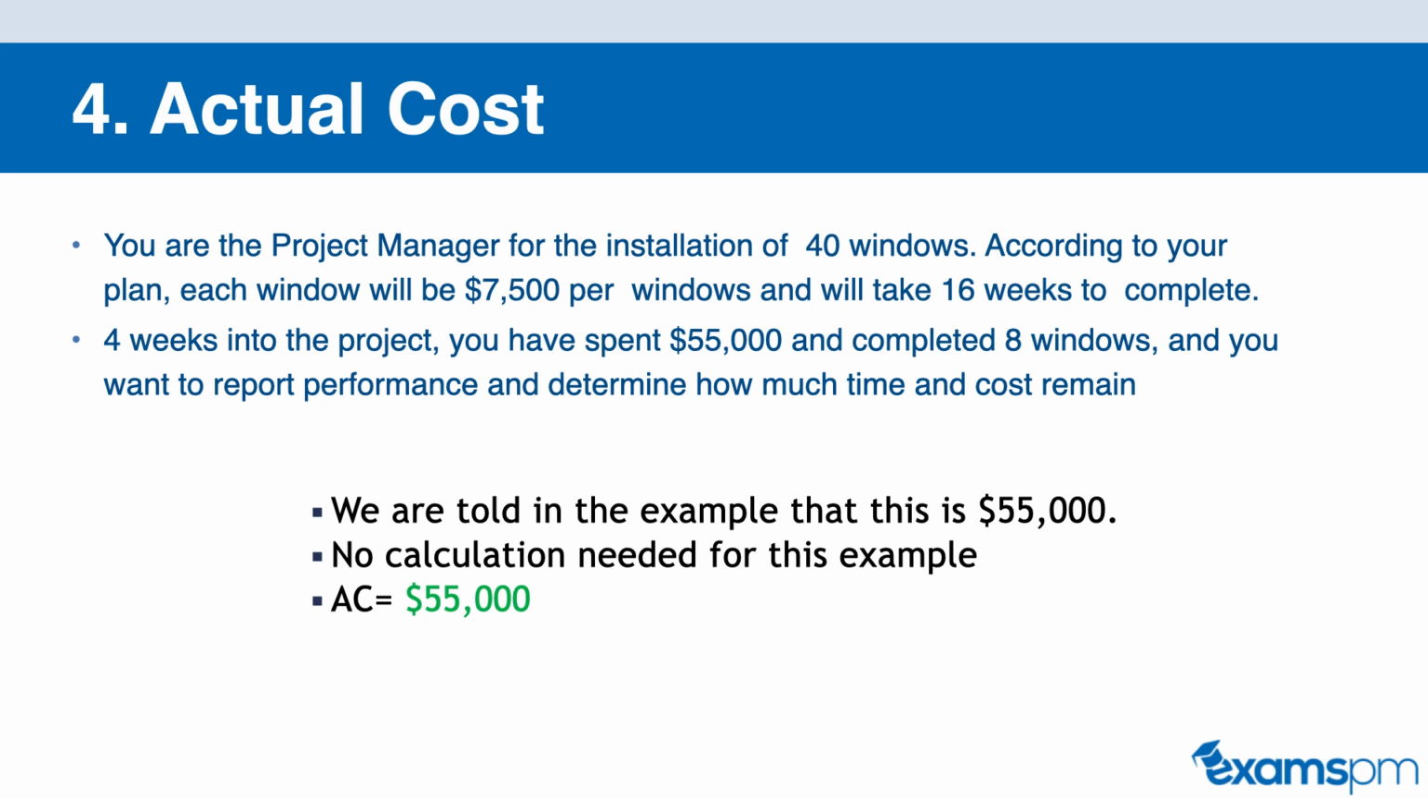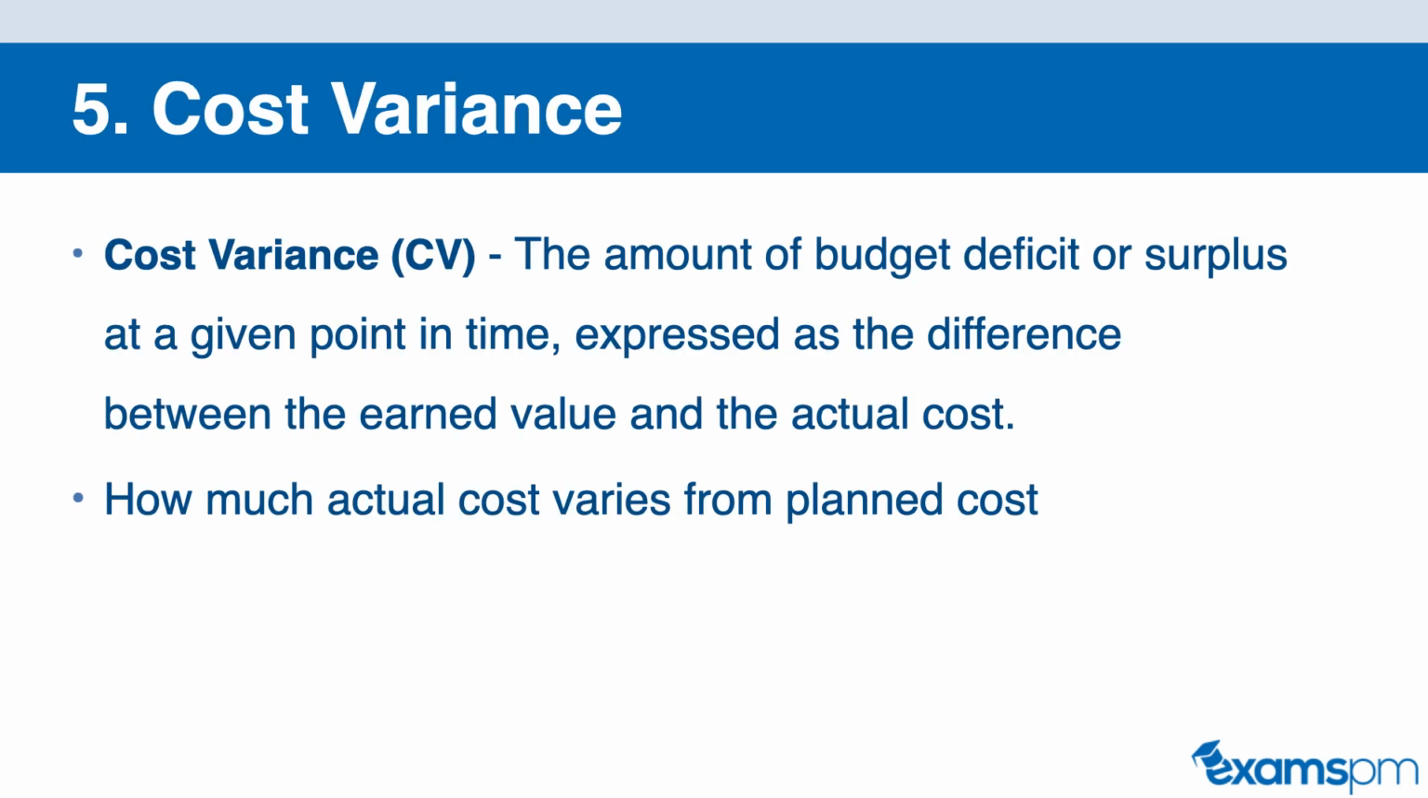Now let's go on to formula number 5, and this one is cost variance. Cost variance is the amount of budget deficit or surplus at any given point in time, expressed as the difference between the earned value and the actual cost. In other words, this is how much the actual cost varies from the planned cost. So it is a difference between what you planned to spend and what you actually spent. The formula for cost variance is earned value minus actual cost.